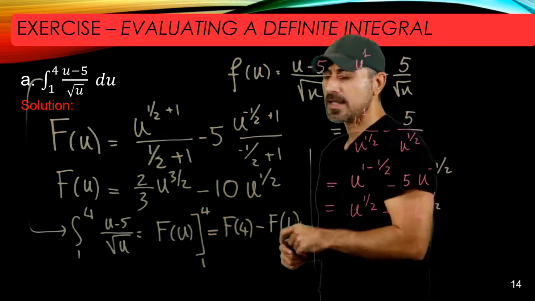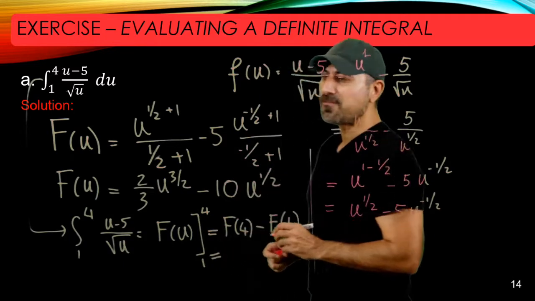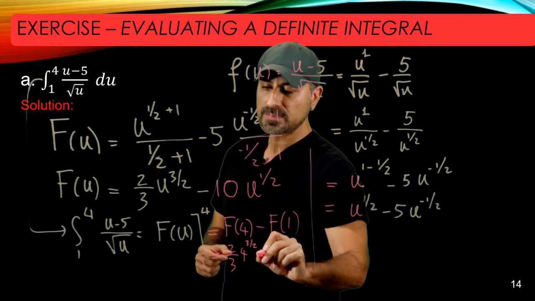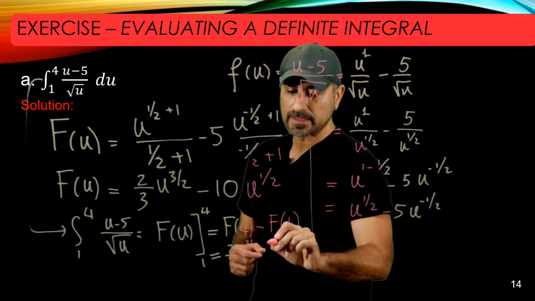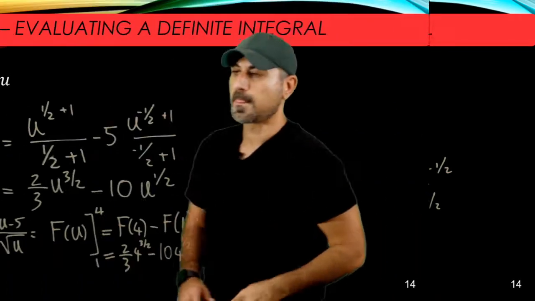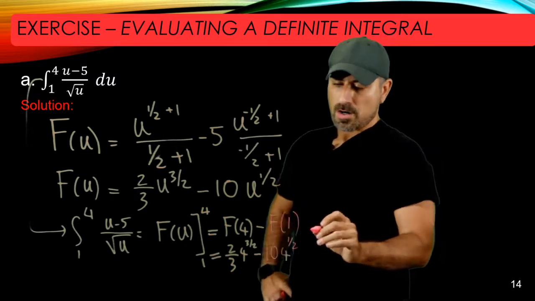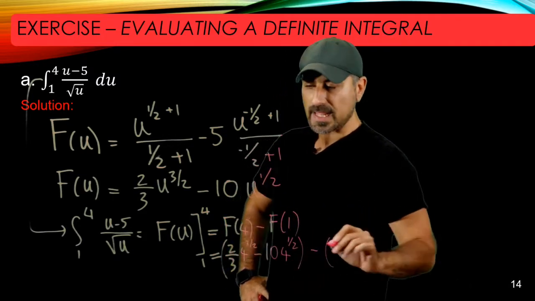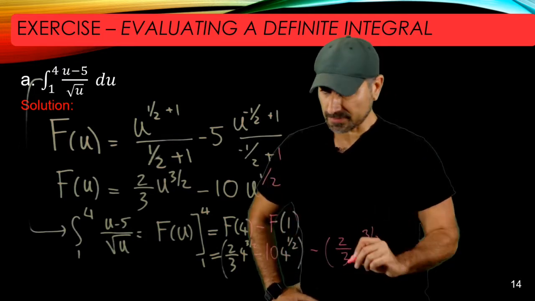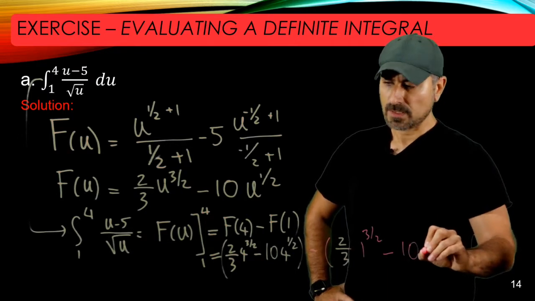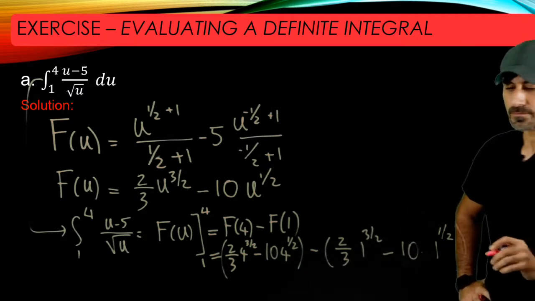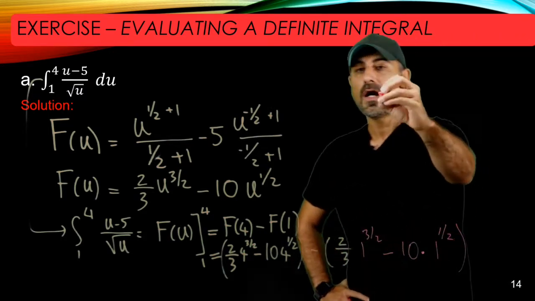So we go ahead and evaluate F of 4, which is 2/3 times 4 to the power of 3/2 minus 10 times 4 to the power of 1/2. Let me just clean this part. All right, so this is F of 4 minus F of 1. It's equal to 2/3 times 1 to the power of 3/2 minus 10 times 1 to the power of 1/2. All right, let me continue from here.